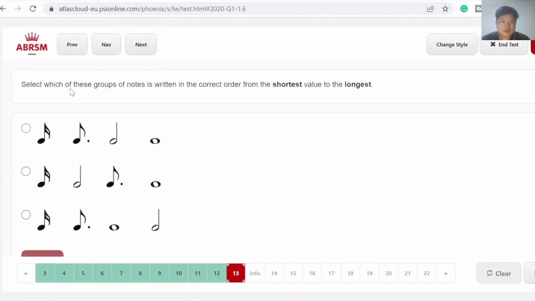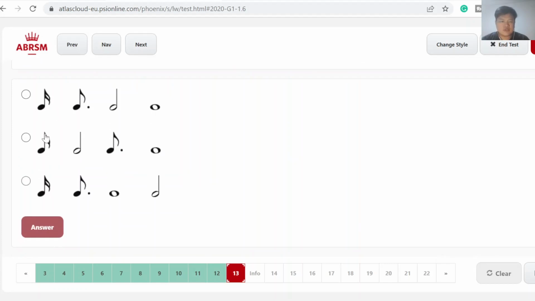Okay, next, select which of this group of notes is rated in the correct order from the shortest values to the longest. Okay, we need to find the shortest. So every question, the first note is the shortest. It's the shortest one because it's a quarter note, right? Quarter is the shorter one.